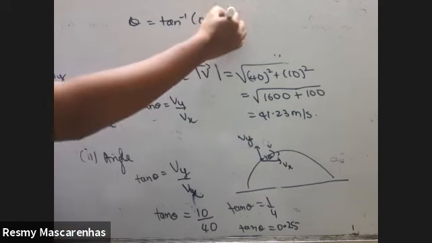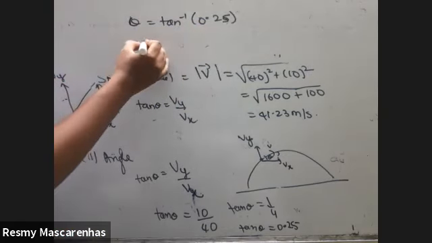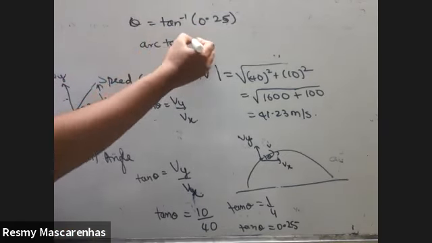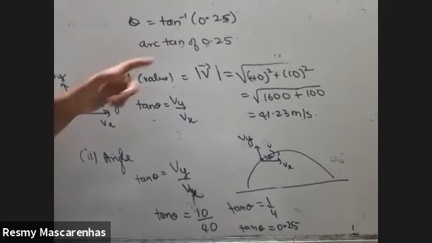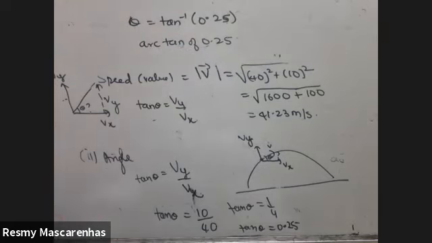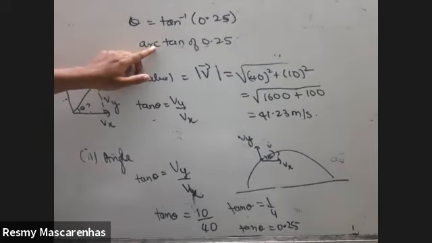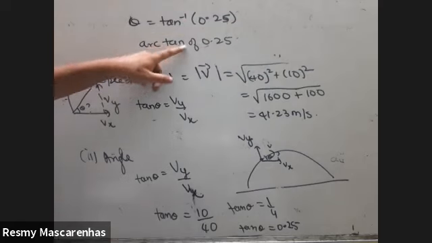And now theta will be tan inverse of 0.25. Just go to your normal Google and type like this: arc tan of 0.25. You'll get a scientific calculator. Tan inverse is also called arc tan.